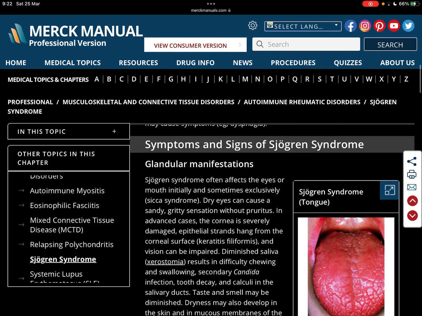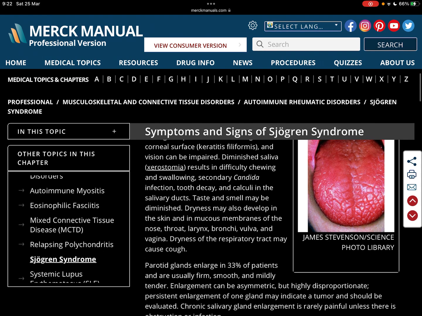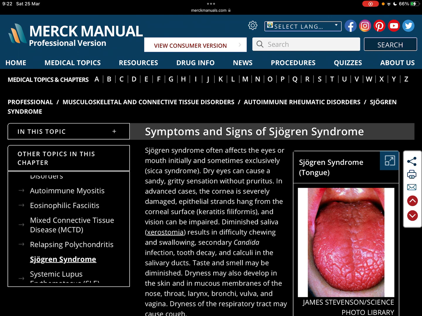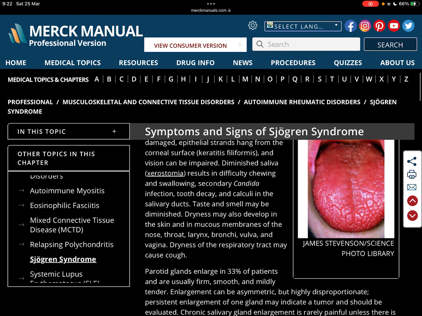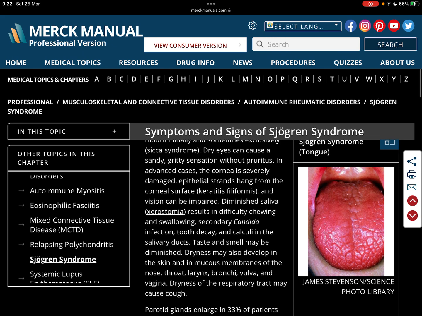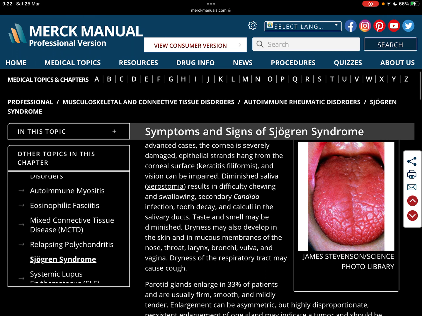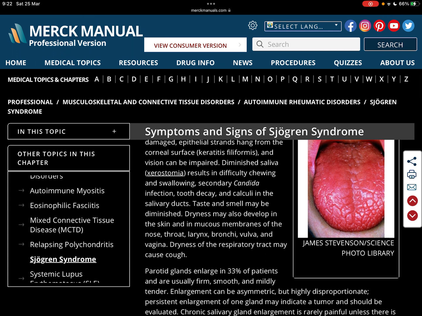Okay. Symptoms and signs, mainly xerosis or xerostomia, or dry eyes, dry mouth. This is the major manifestation of the disease, which can cause many problems. In the eyes it can cause keratitis, superficial conjunctivitis, or things like this. In the mouth it can cause candidiasis and tooth decay, because the saliva is important for the teeth. It can also cause calculi in the salivary ducts.